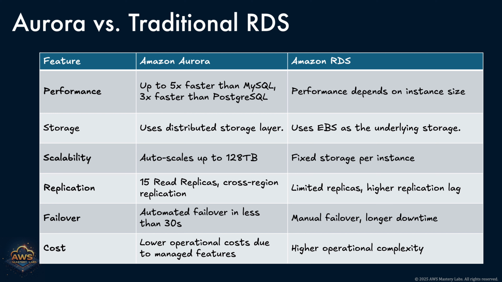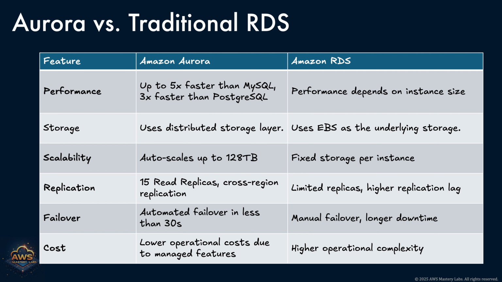A key architectural difference is in how storage is handled. Aurora uses a distributed, fault-tolerant storage engine that's built specifically for cloud environments. This layer is decoupled from compute and replicated 6 ways across 3 availability zones. RDS, on the other hand, relies on EBS volumes, which limits both scalability and durability.